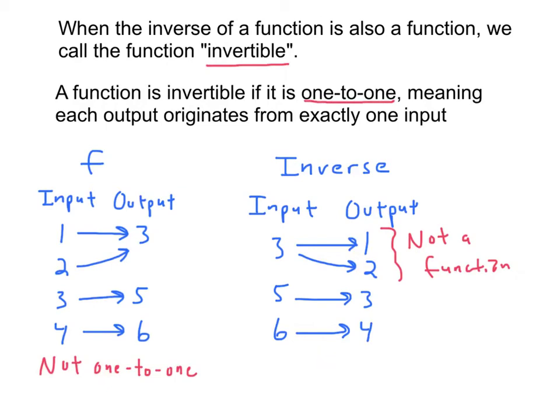But as long as you start with something that is one-to-one, and you take the inverse, you'll always get another function, and that's what we mean when we say invertible. It means we start with a function, and we take its inverse, and it's still a function, even after we take the inverse. And that means the original function must have been one-to-one in order for that to happen.